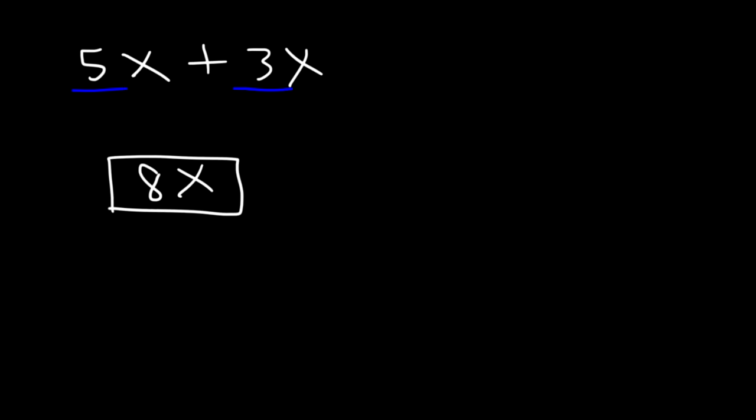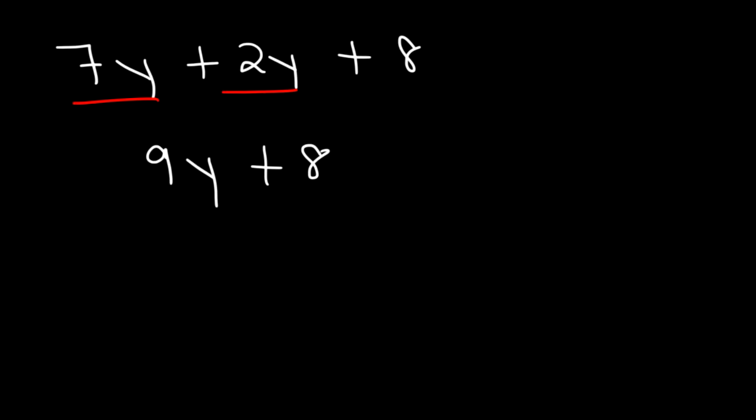Now sometimes you may have some other algebraic expressions to simplify. Here's another one. What is 5x plus 3x? Go ahead and simplify it. All you need to do is add the coefficients. 5 plus 3 is 8. So this is equal to 8x.